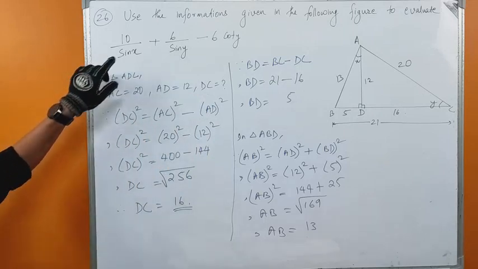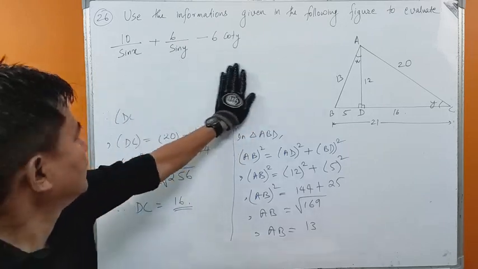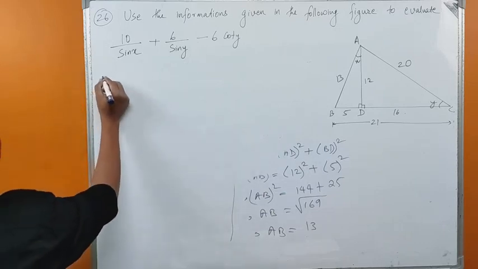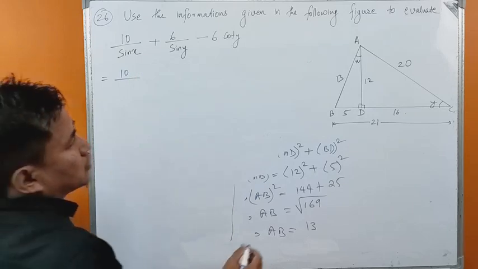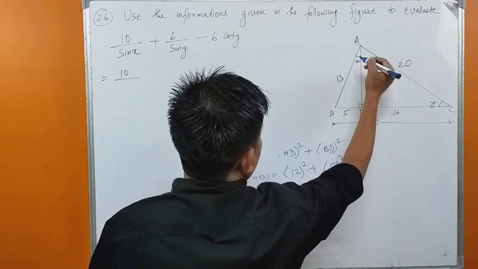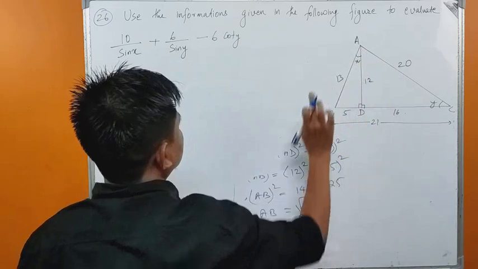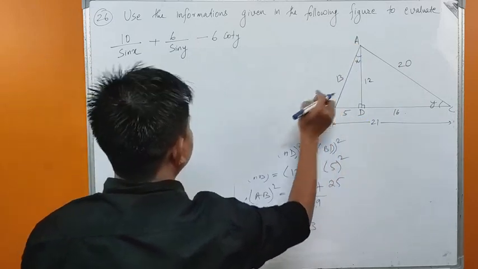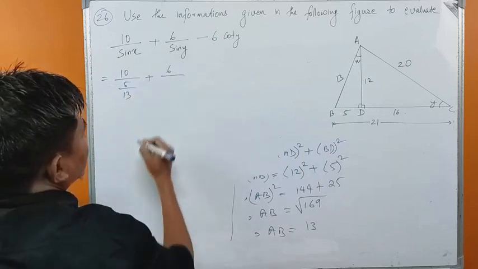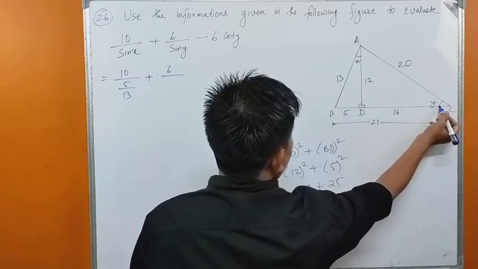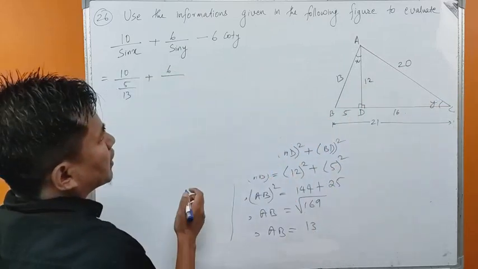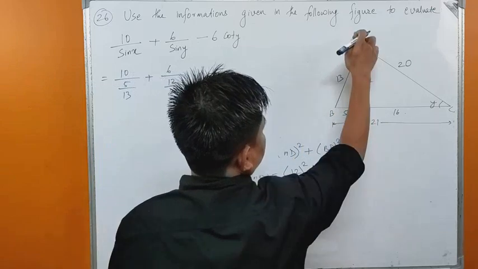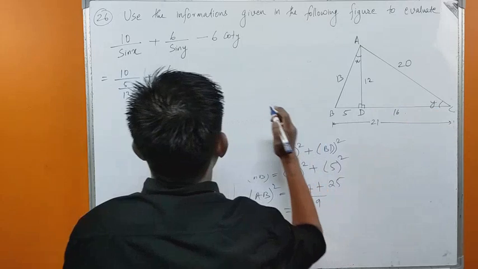I'm erasing this. Now we can find the value of this expression. Now we have 10 upon sine x plus 6 upon sine y. So for 10 upon sine x, we are talking about this angle in triangle ABD. Sine is perpendicular upon hypotenuse. Perpendicular is BD, which is 5, upon hypotenuse AB, which is 13. Plus 6 upon sine y. For this angle, perpendicular is AD and hypotenuse is AC, so perpendicular is 12 upon hypotenuse 20.